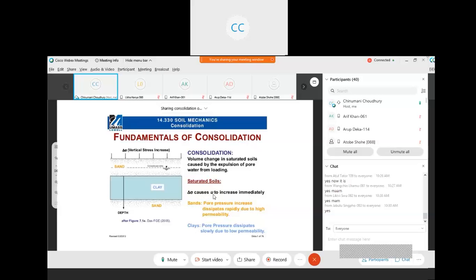So you have to write this down and remember it. What is delta sigma? Delta sigma is the vertical stress. U is the pore water pressure. This is very important to understand the consolidation chapter, and in future also you have to understand what U is. In geotechnical engineering or foundation engineering, you have to use this term, delta sigma and U, in every situation. So you have to read it also, okay? So delta sigma causes U to increase immediately.